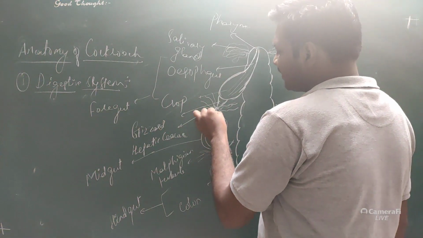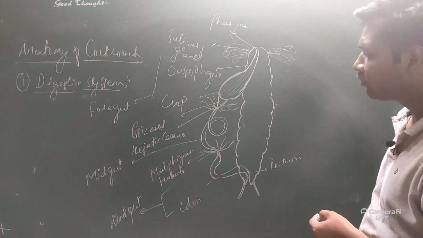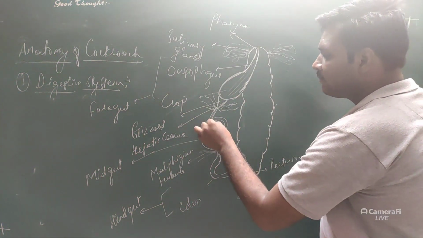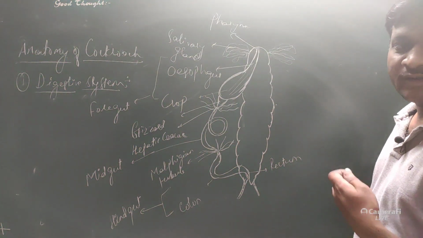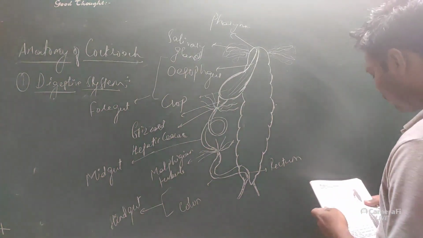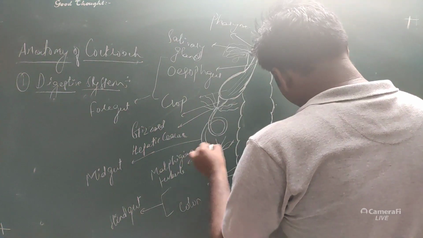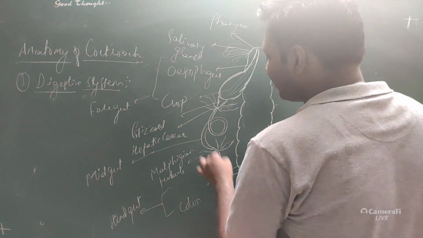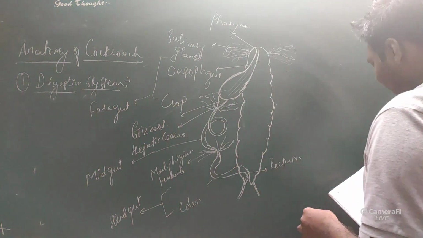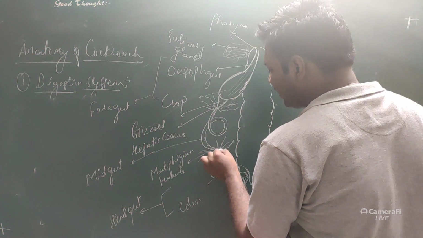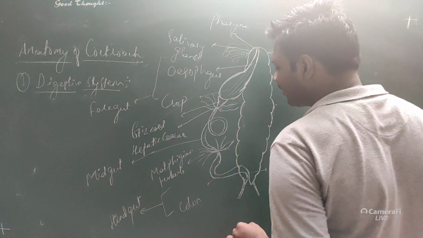Then the hepatic caeca release certain enzymes which help in the digestion of food material, and the food passes into the midgut, where absorption of the food material takes place. There will be absorption of food material within the midgut and the hindgut. There is a presence of Malpighian tubules at the junction of midgut and hindgut, and these Malpighian tubules are 100 to 150.